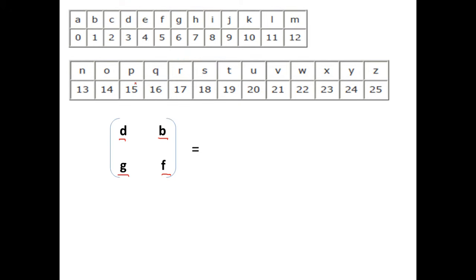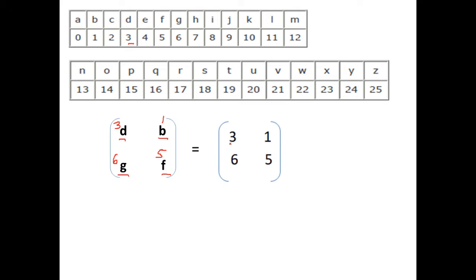So what is the value for D? D, it is 3. What is the value for B? B, it is 1. So it will be 3, 1. The value for G is 6 and the value for F is 5. So this 2 cross 2 matrix with alphabets will be converted to a numerical equivalent like this.